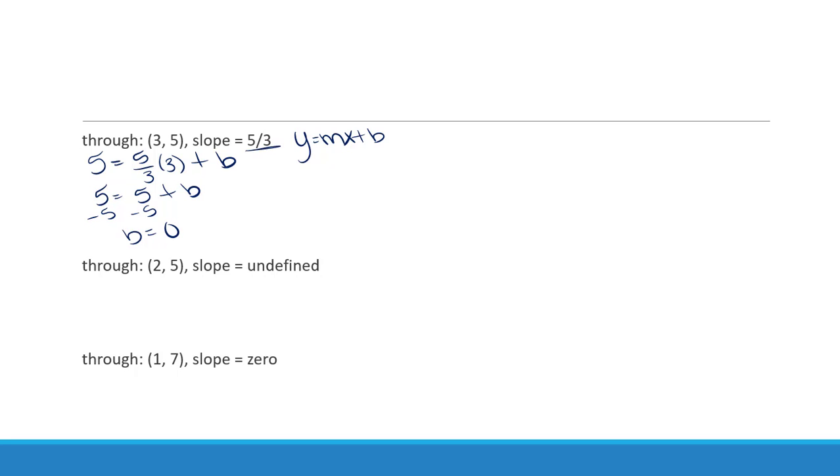So now I've got my slope here. So y equals 5/3 x. I don't have to write plus 0. If you did, technically it's not wrong, but we really don't need it. So this would be my equation.